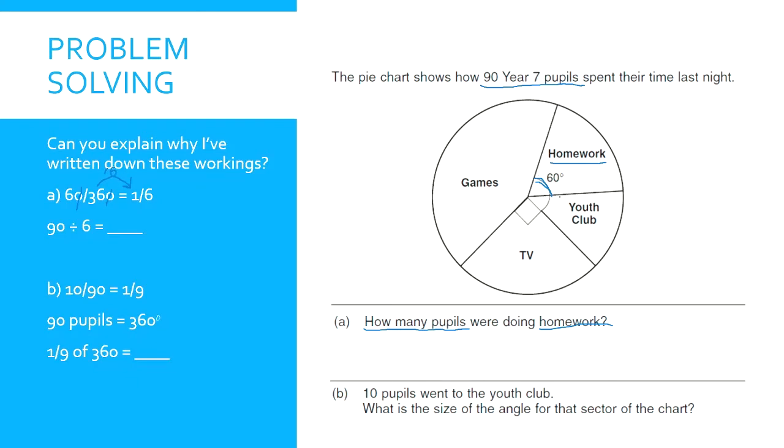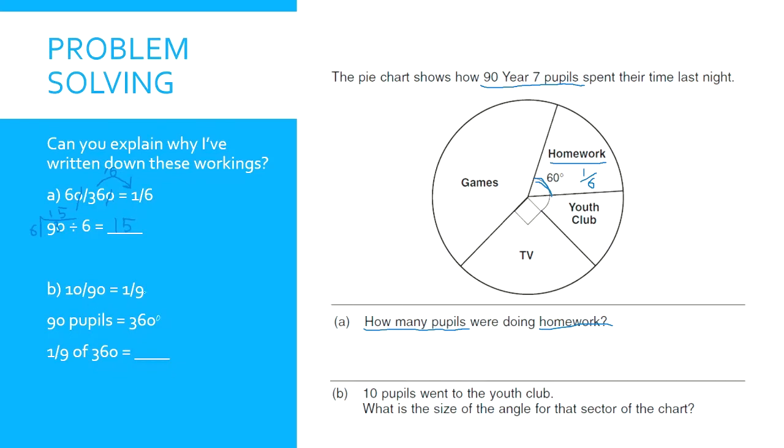So if I know that this 60 degrees is the equivalent of 1/6 of my pie chart, I also know that this must be the same as 1/6 of those 90 pupils. So I'm going to do 90 divided by 6 in order to get my answer. If I do this as a really quick bus stop method, I know that 6 goes into 9 one time, and there's a remainder of 3. As I know that 6 goes into 30 5 times, the answer for this question must be that 15 pupils were doing their homework last night.